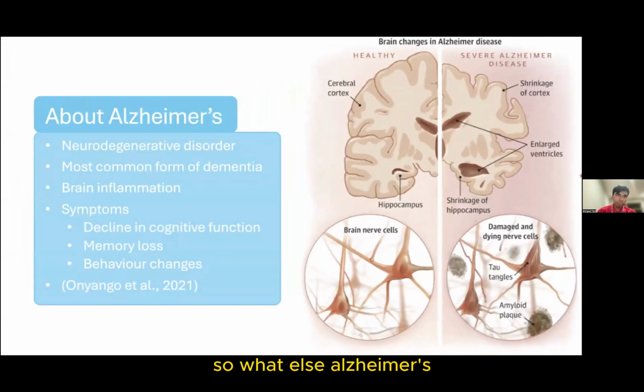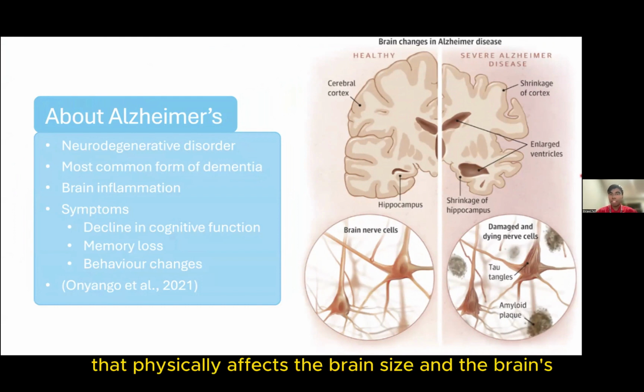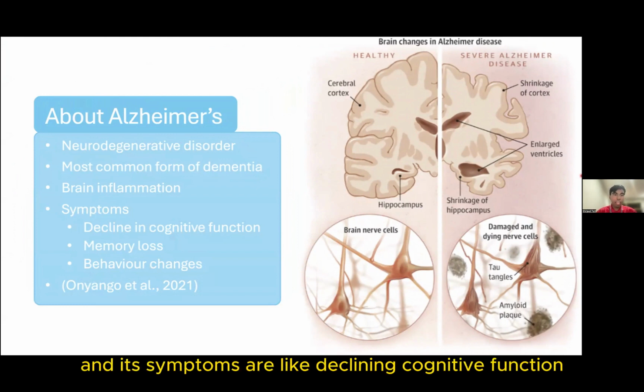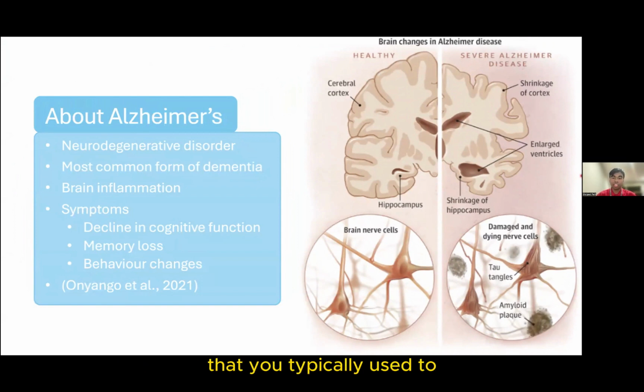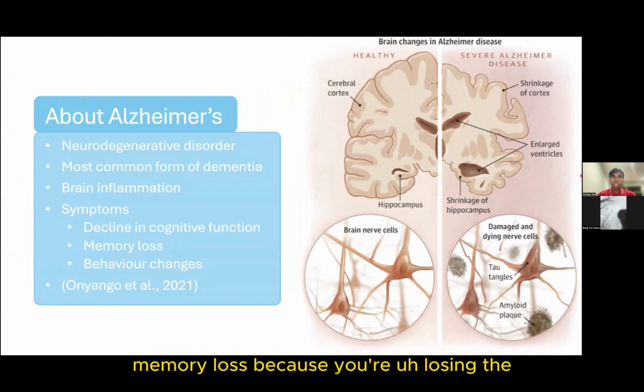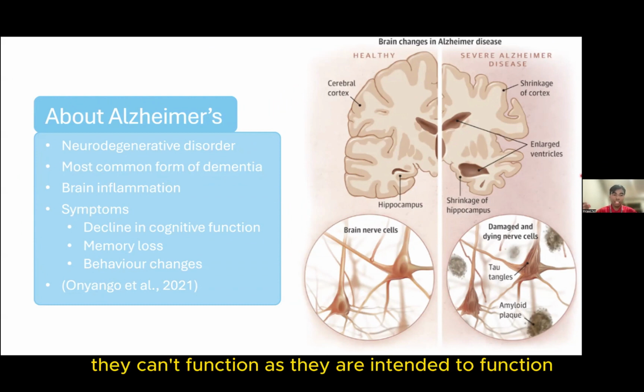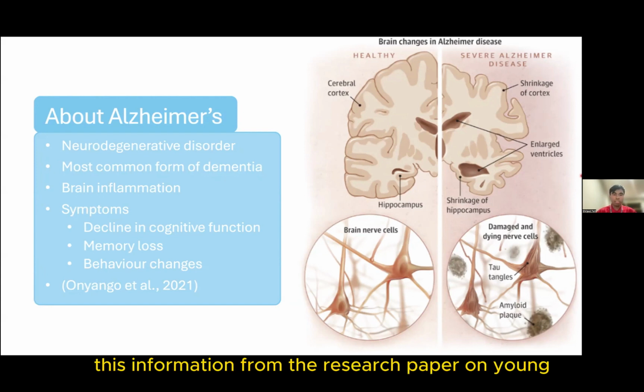So what is Alzheimer's? Well, Alzheimer's is a neurodegenerative disorder, which essentially means that it's a disorder that physically affects the brain's size and the brain's function. It's the most common form of dementia, and its symptoms are declining cognitive function because you physically don't have the connections that you would typically use to think and reason. Memory loss because you're losing the places where the memory is stored, and then behavior changes because parts of your brain, like the frontal cortex, where that would typically control your behavior and how you act, are degenerated, meaning that they can't function as they are intended to function. I got this information from the research paper by Young et al., published in 2021.